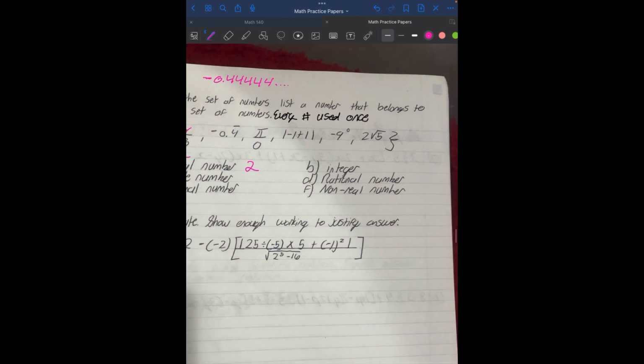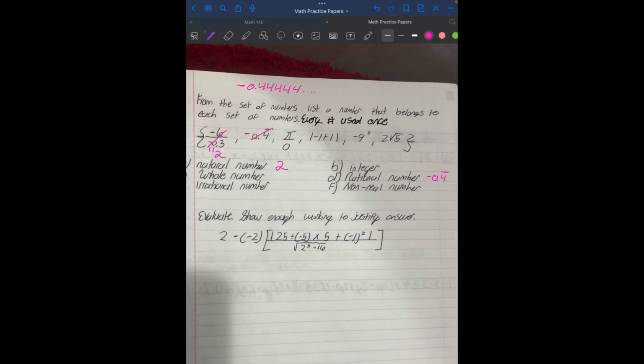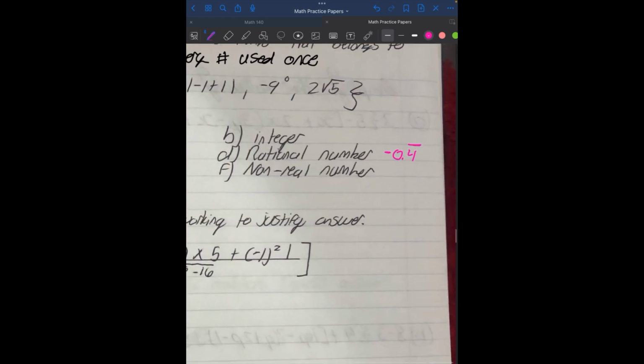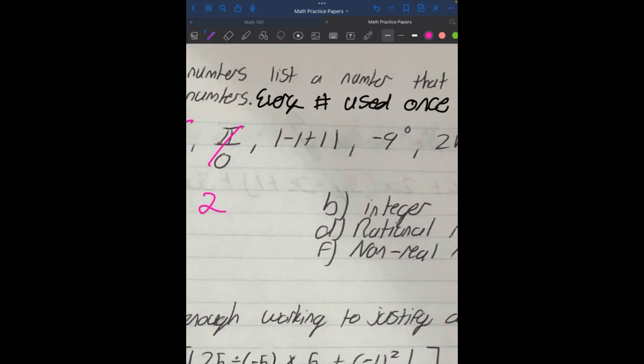So we're going to put that -0.4 here and cross that out. Now put this in the calculator. Like I said, you could put these in the calculator. Pi over 0 is an undefined number, because if you put that in the calculator, it should give you a math error or something like that. So you could put pi over 0 down here. Cross it out.